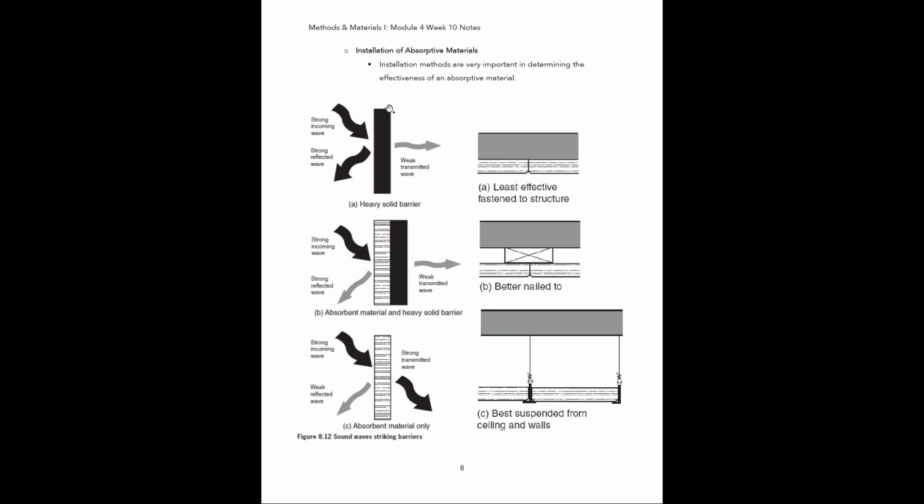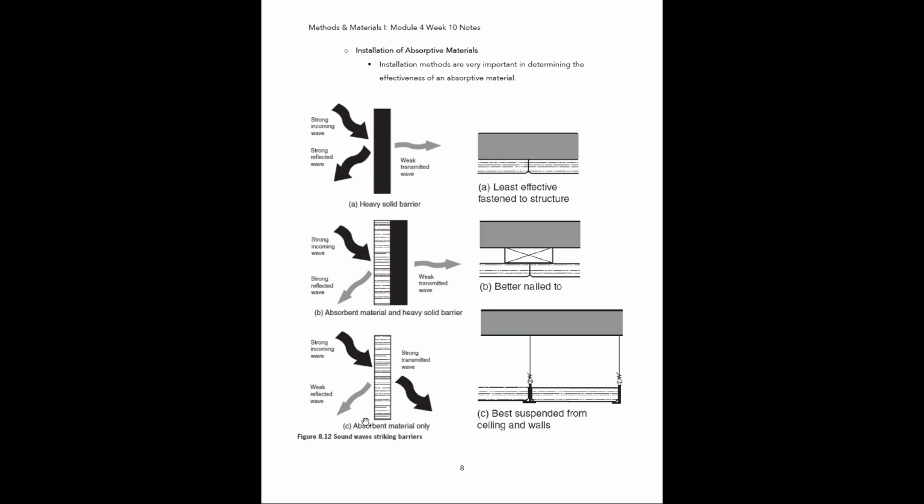So when we just have the solid barrier, when we have a sound wave coming in, it's going to reflect and it's going to maintain almost all of its strength as it's reflecting off of the surface. And then the portion of the sound wave that is transmitted through that barrier is going to be relatively weak. So when you're on the other side of that partition, you're not going to hear very much.